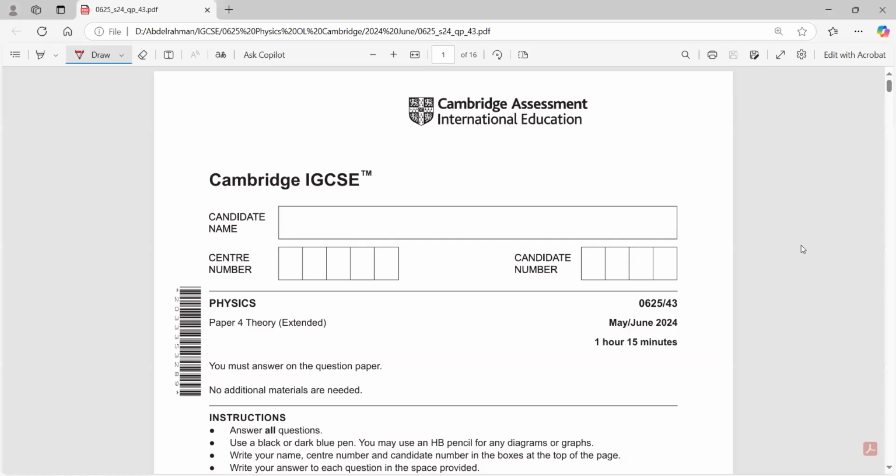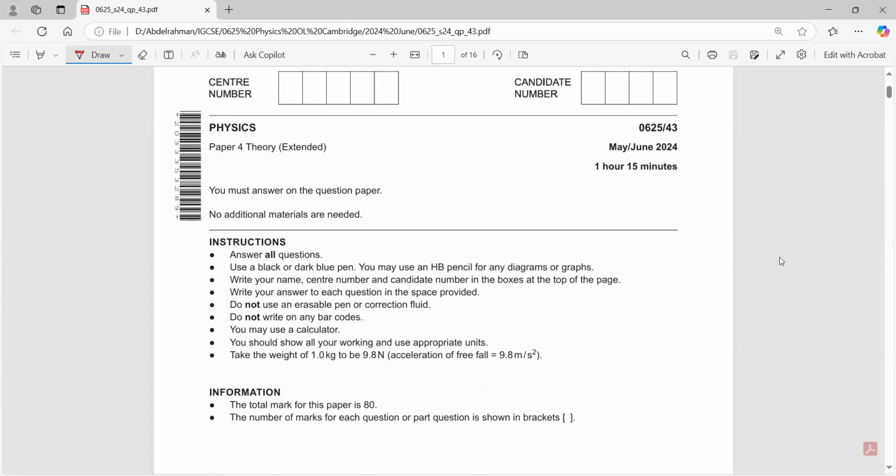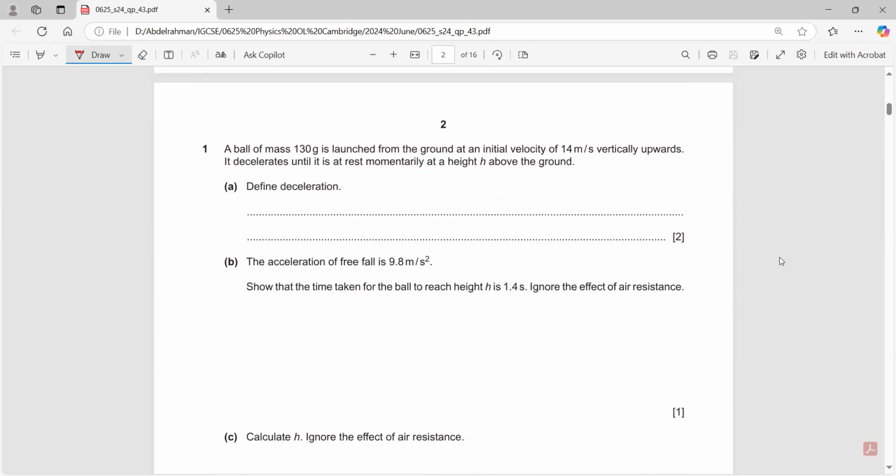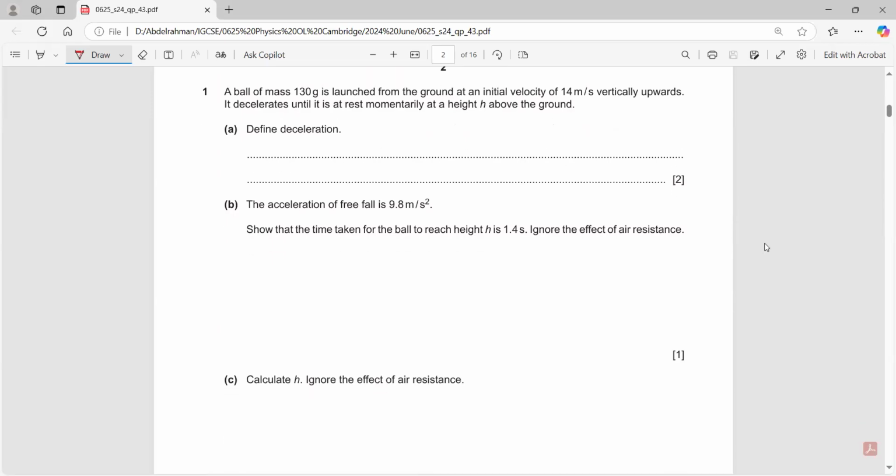Okay, May, June 2024, paper 4, variant 3. Question 1. A ball of mass 130 grams is launched at a velocity of 14 meters per second, decelerates until it is at rest at a height of h above the ground. Define deceleration.